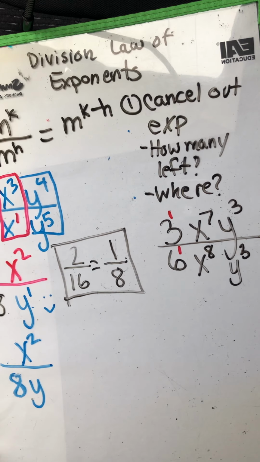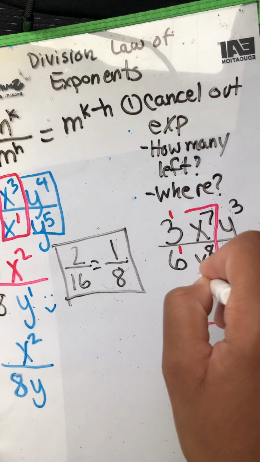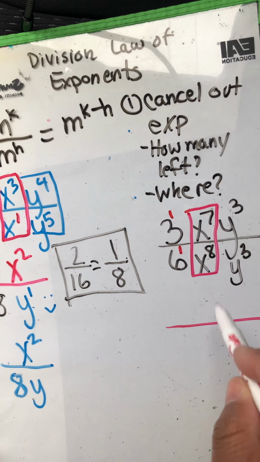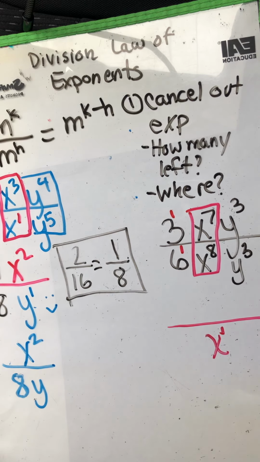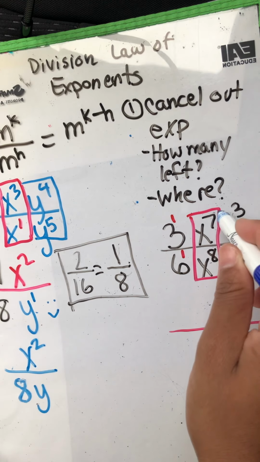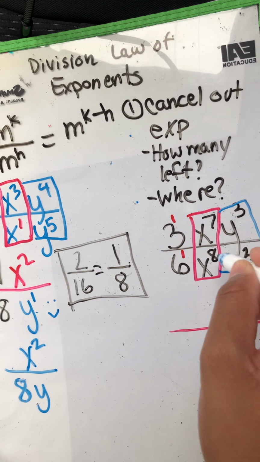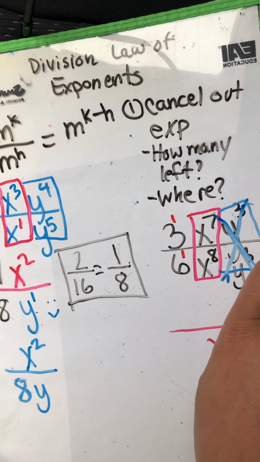So I'm going to do the x's first. I have 7 on top, 8 on the bottom. When I subtract, there's 1 extra. And where on the bottom? 1 extra on the bottom. Let's look at these y's. I have 3 on top, 3 on the bottom. How many are left? Well, subtract. There's no y's left. No y's. Please do not write 0y.